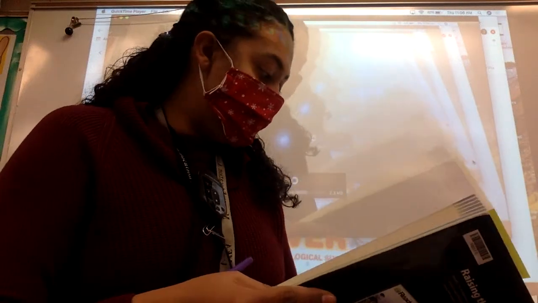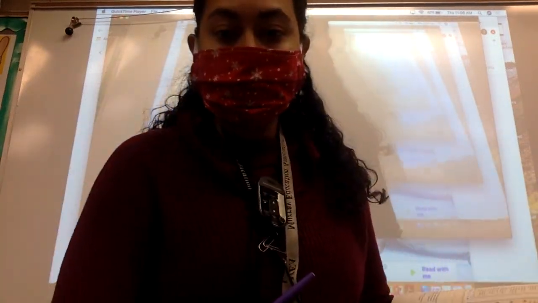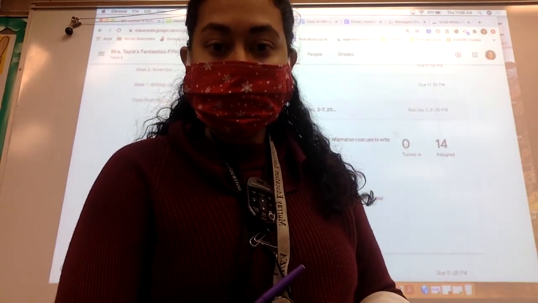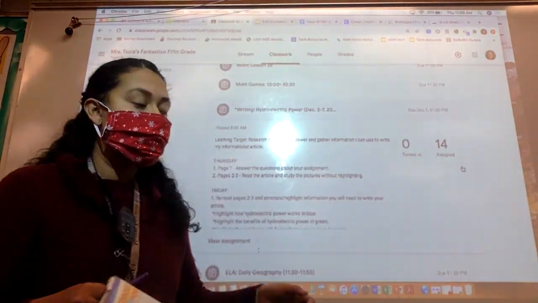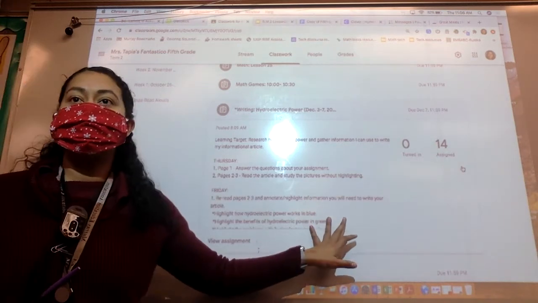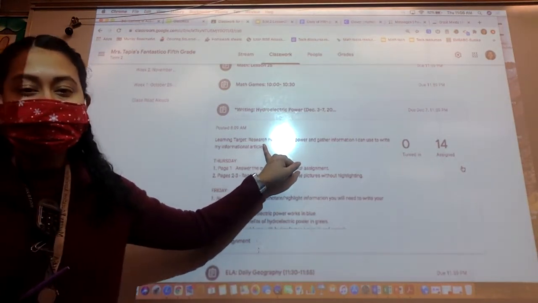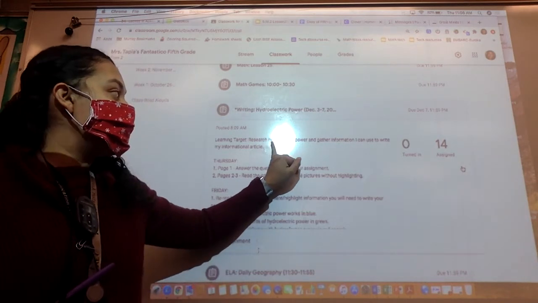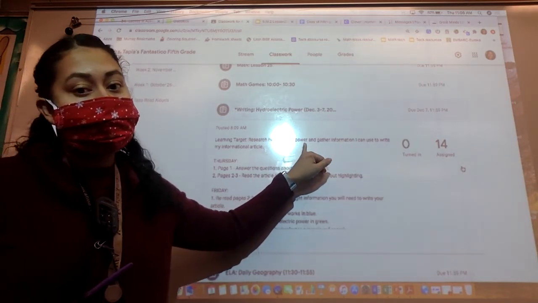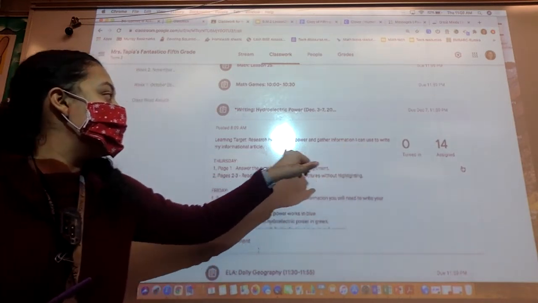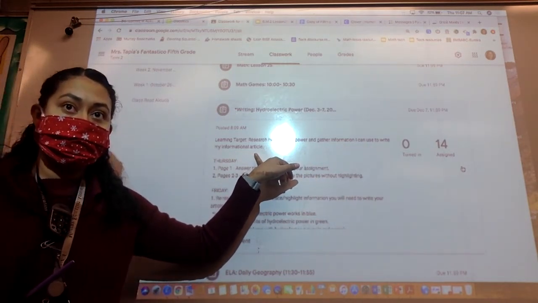Okay, page 42 and 43 is on our Ready Writing books. For our friends that are doing it at home, you're opening up the Class Kick assignment below. Okay, so our learning target, ready? We're going to research hydroelectric power and gather information I can use to write my informational article.